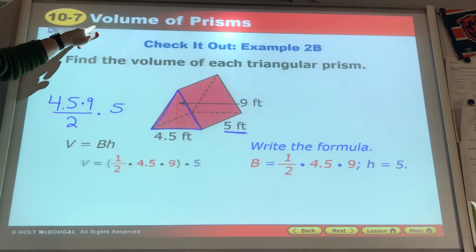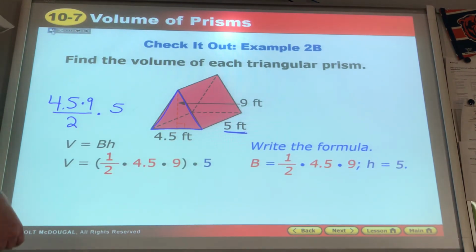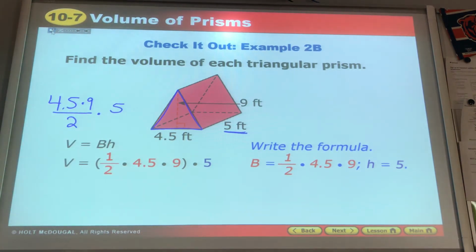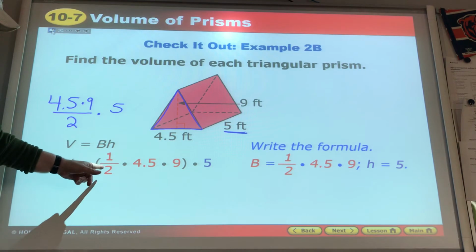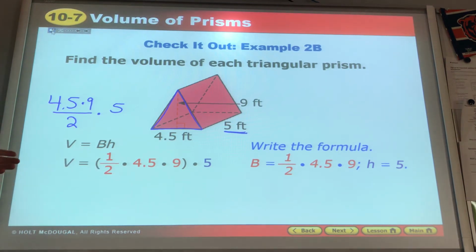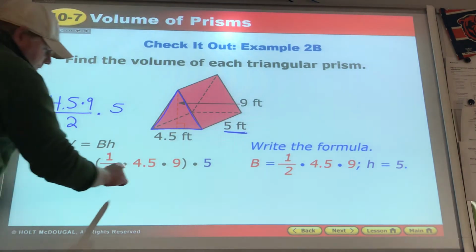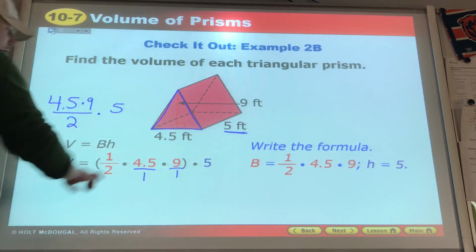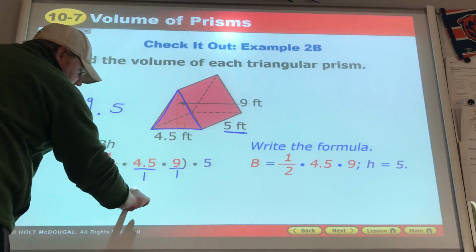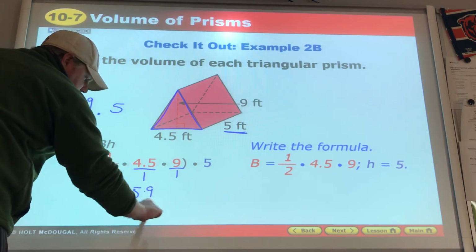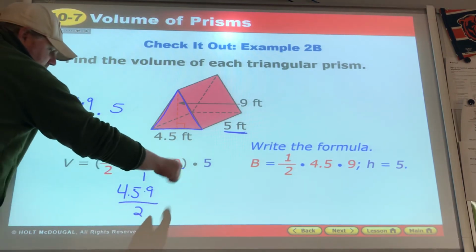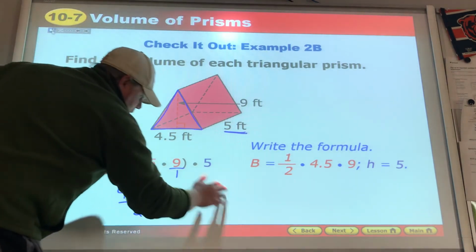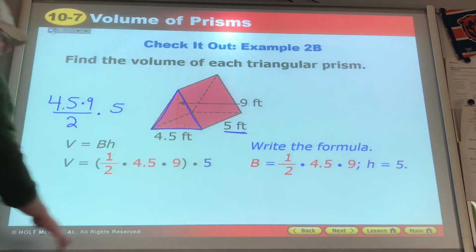Now, for some of you that have been sleeping through the first half of this, they have 1/2 times that. Okay, multiplying by 1/2 is the same as dividing by 2. Look, if we make those fractions, I'd have 4.5 times 9 over 2 when I multiply the numerators and the denominators. It's the same thing. We just choose to show it a different way.